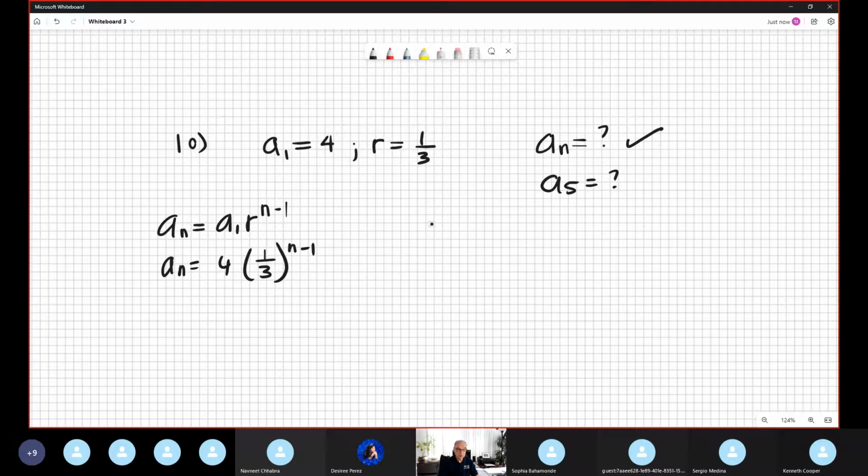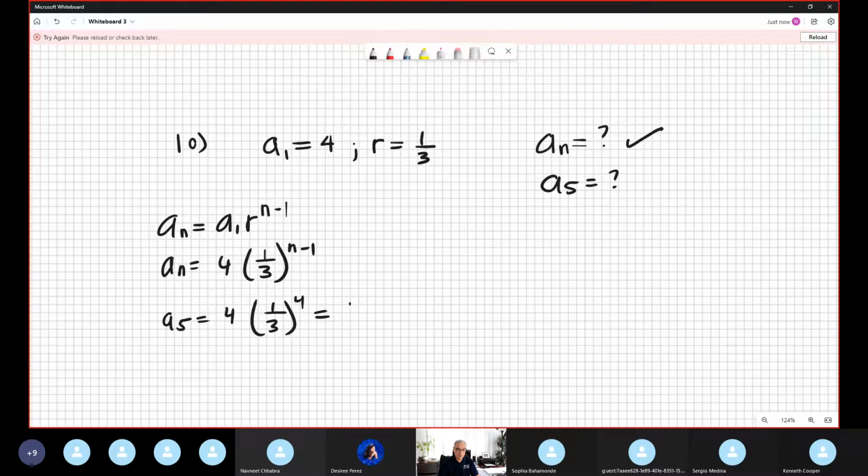The answer for A5 is numerical because n is 5. See, n is 5, this is 4 times 1/3, and 5 minus 1 is 4. Leave it like that? No. You raise to the 4th power. In this case, 1 to the 4th power and 3 to the 4th power. 1 to the 4th power, 1 is the magic number. When you raise it to any power, it's the same as 1.